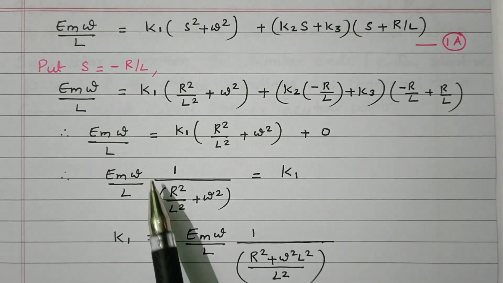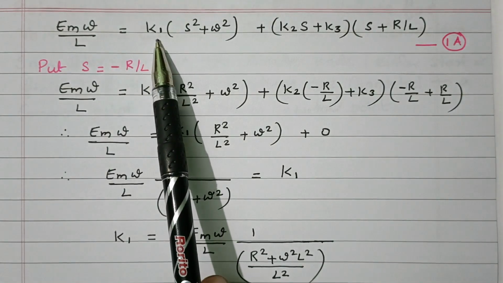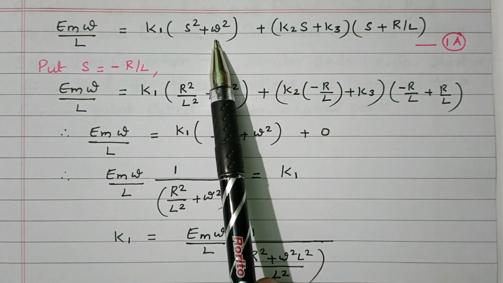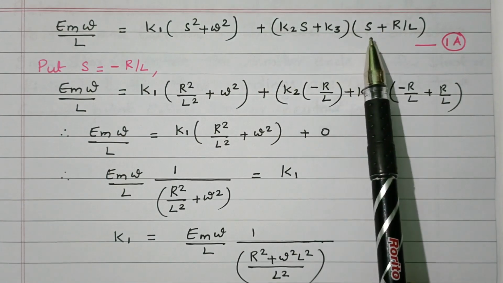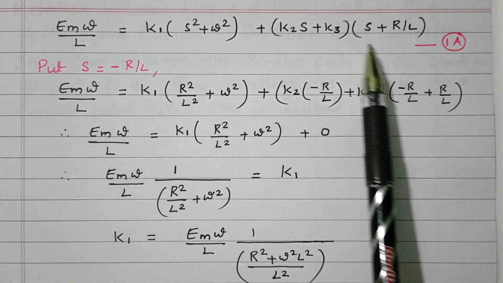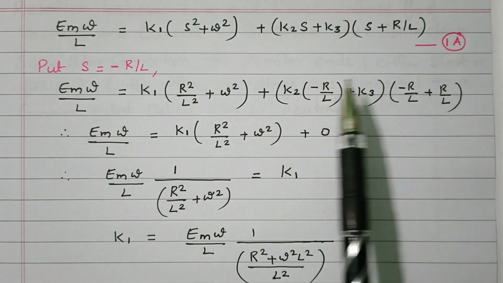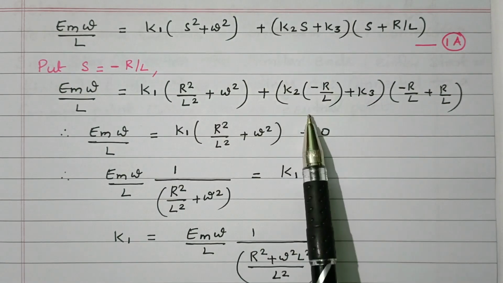After cancelling these two terms, it becomes Em omega by L equal to K1 into s square plus omega square plus K2 s plus K3 multiplied by s plus R by L. We'll take this as equation number 1A. Next step, we need to find the value of K1, K2 and K3.